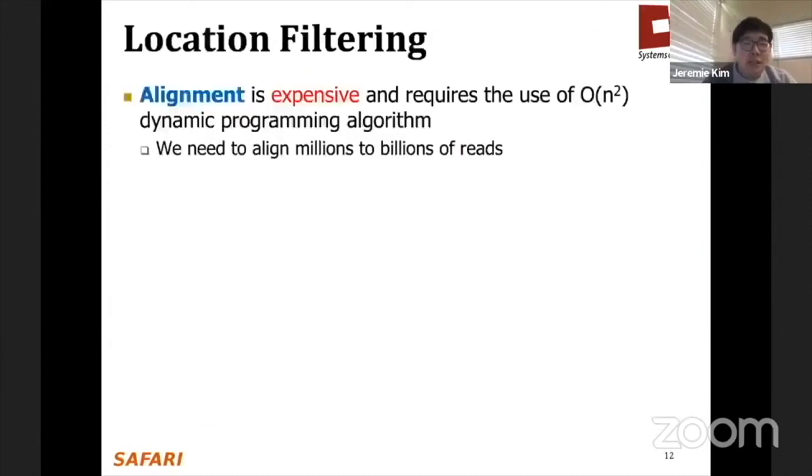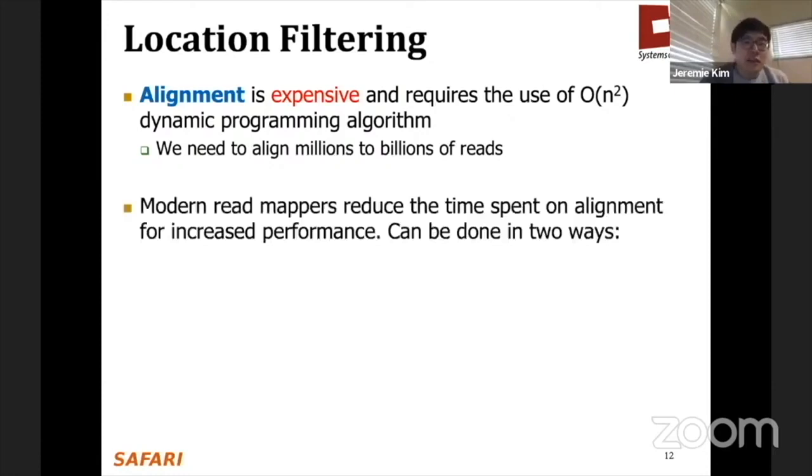So alignment is the algorithm for determining a match between a read and a reference substring. And this is very expensive and requires the use of the dynamic programming algorithm. To give a scale of required computation, a single human can generate millions to billions of reads, and each read results in multiple locations. So you'll have to check many of these locations.